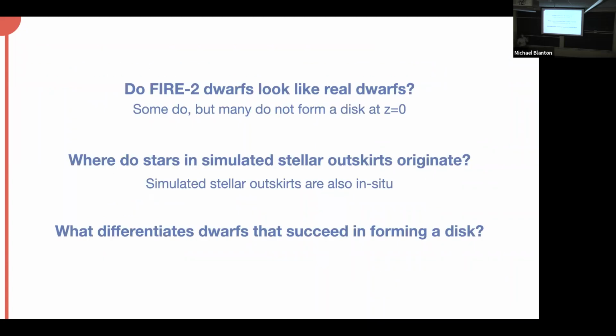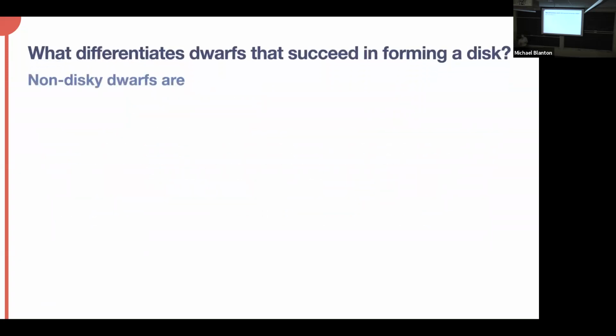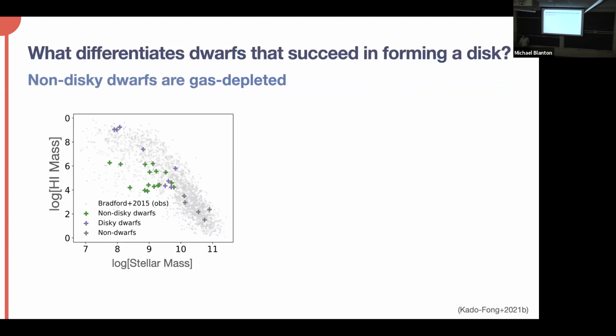Okay, then finally, what differentiates dwarfs that succeed in forming a disk? These non-disky dwarfs are gas depleted first. Here I'm showing stellar mass versus HI mass. The gray points are an observational sample. The green crosses are non-disky dwarfs. Purple crosses are disky dwarfs. Gray crosses are non-dwarfs, so you can just ignore that. But you can see that the non-disky dwarfs tend to be gas depleted, both relative to the disky dwarfs and relative to the observational sample. And the disky dwarfs tend to lie pretty well on this HI stellar mass locus that's defined by the observational sample.